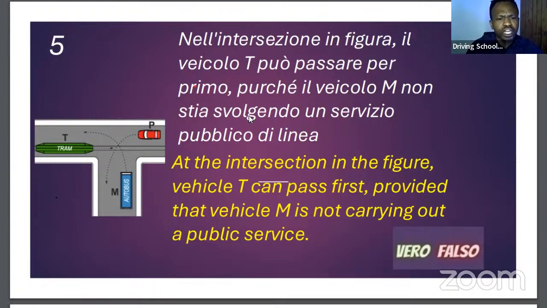Nell'intersezione in figura il veicolo T può passare per primo purché il veicolo M non stia svolgendo un servizio pubblico di linea. Vero o falso? What is our response?